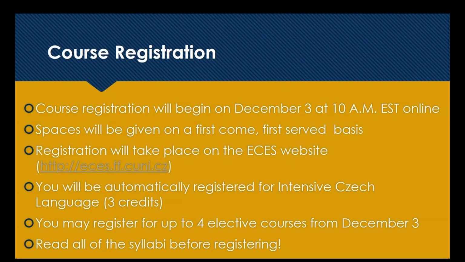And in addition to that, you'll be signed up automatically for the intensive Czech language course, which is 3 credits. This course takes place during the 3 weeks before the regular semester starts. So you'll arrive to Prague, you'll have 1 week of orientation, and then 2 weeks of Czech. Your course will meet either in the morning or in the afternoon, and it's a full 3 credits.